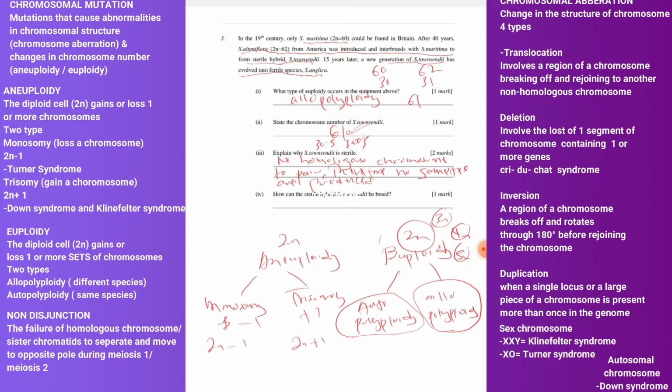How can the sterile hybrid S. townsendi be bred to produce fertile offspring? It uses a process we call vegetative propagation. In this process, the number of chromosomes will double. So the 61 doubles to 4n=122. So it can produce gametes with 61.